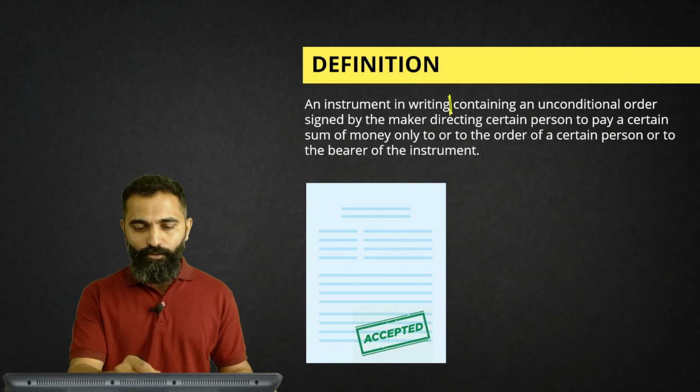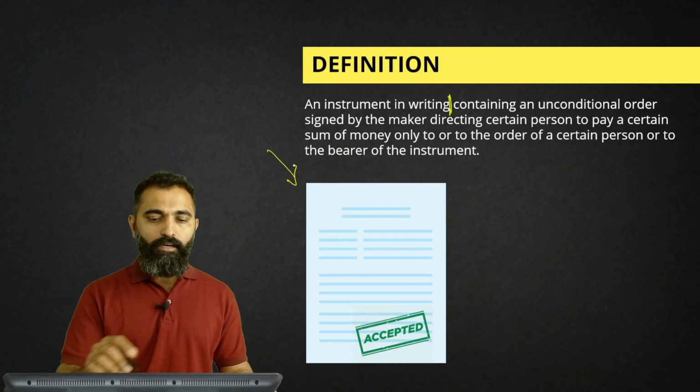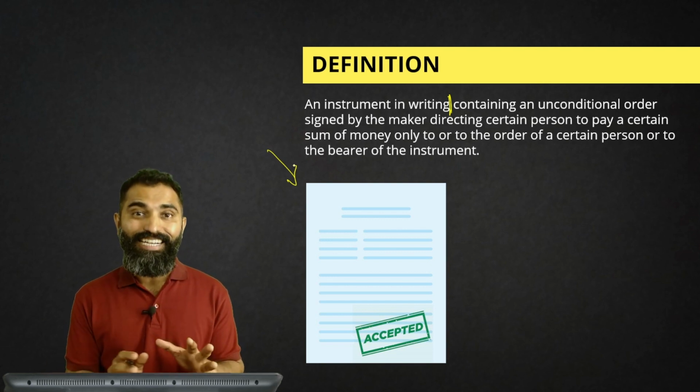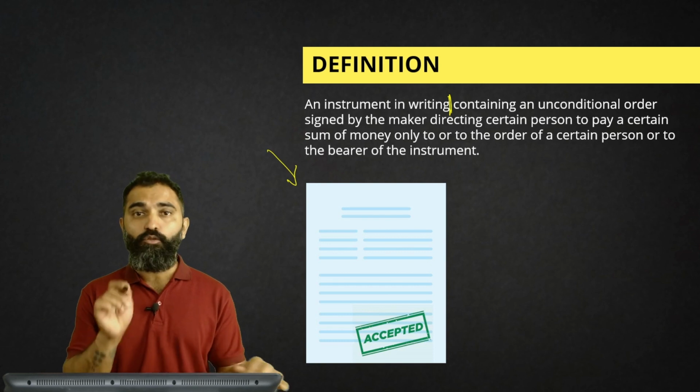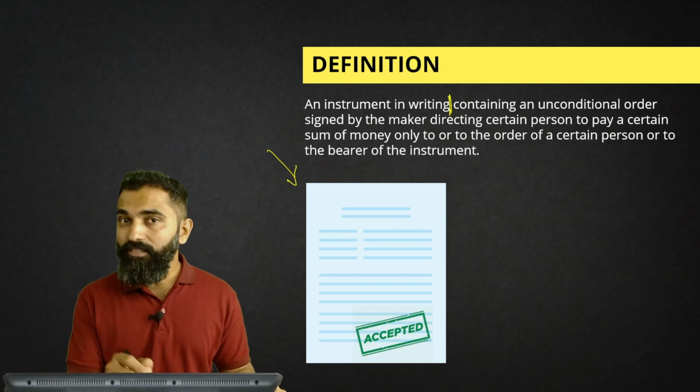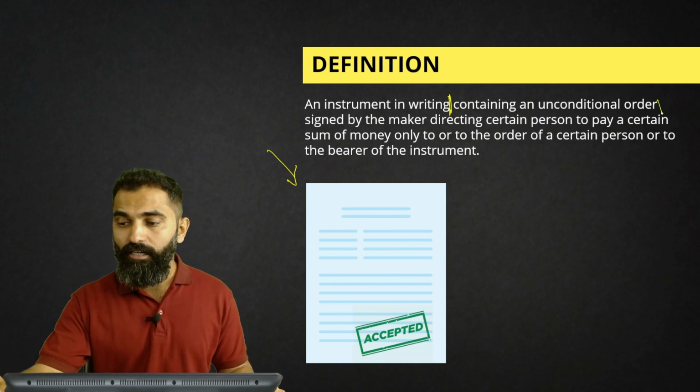So first of all, as you can see, नीचे आपको जो इधर हमने specimen दिखाया, it's an instrument in writing. It has to be written. Writing can even be typed, but it has to be on paper. What does it contain? Containing an unconditional order.